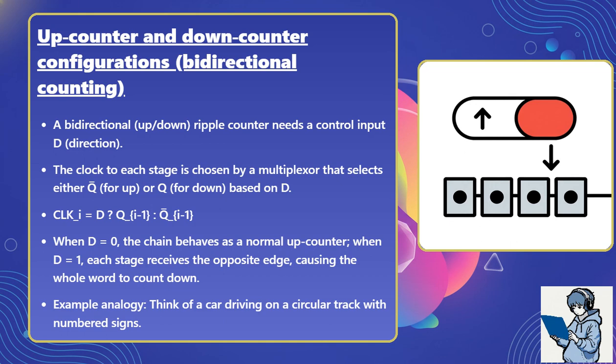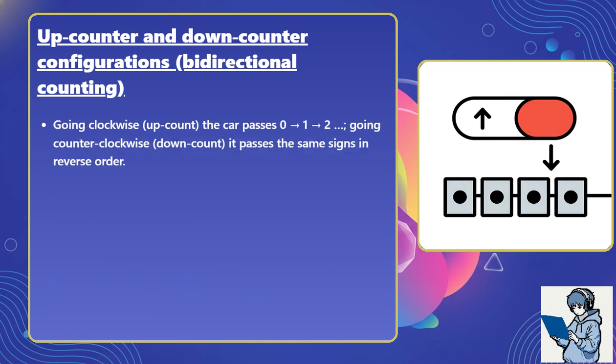Example analogy: think of a car driving on a circular track with numbered signs. Going clockwise, up count, the car passes 0, 1, 2 and so on. Going counterclockwise, down count, it passes the same signs in reverse order. The direction switch simply tells the car which lane to drive in.